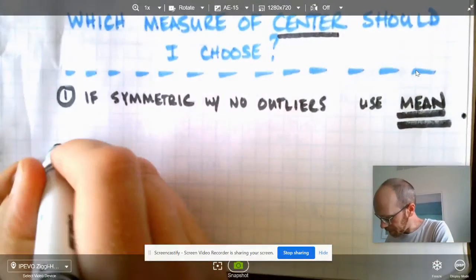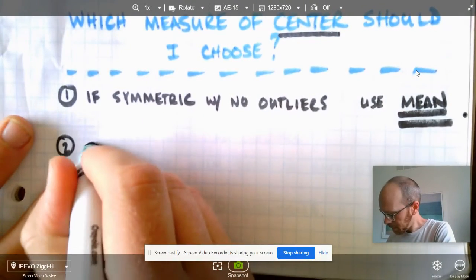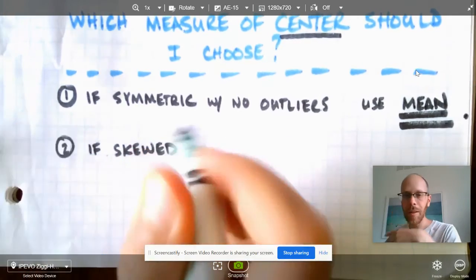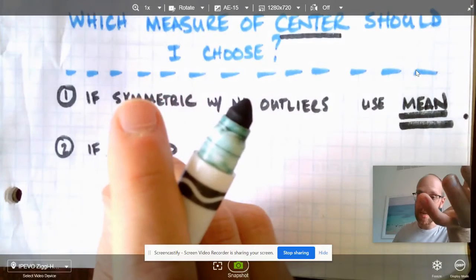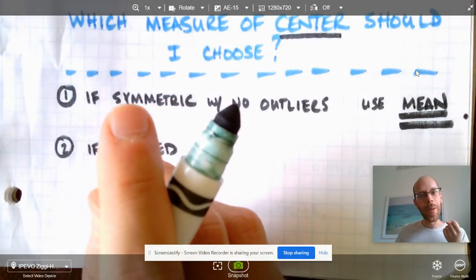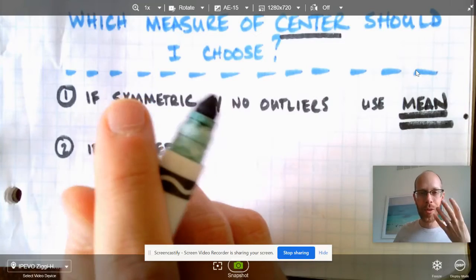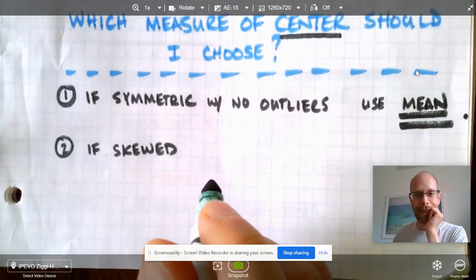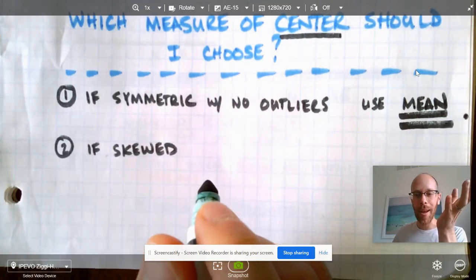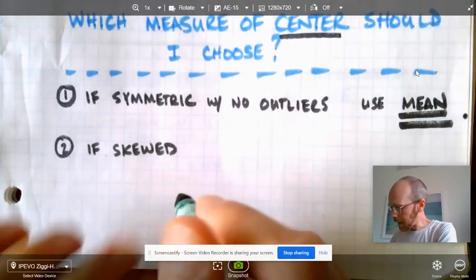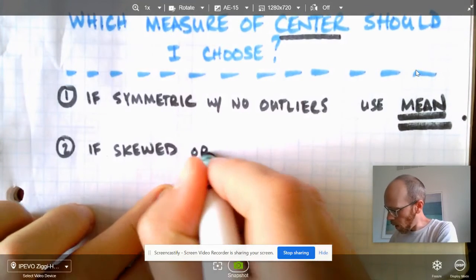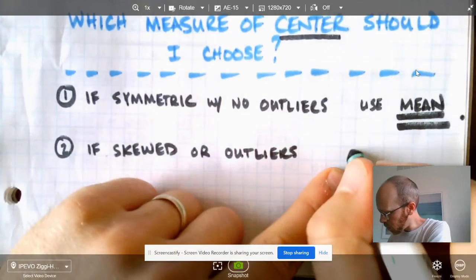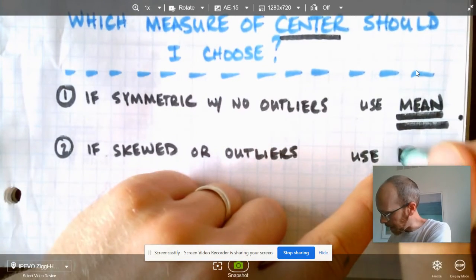Okay. However, if the distribution is skewed, you can't use the mean, because we now know that the mean gets pulled with that skew, and that distorts its value. Also, there's something else we learned in our last lessons, which is that outliers also pull on that mean. So if it's skewed or there are outliers present, you are going to use the median.